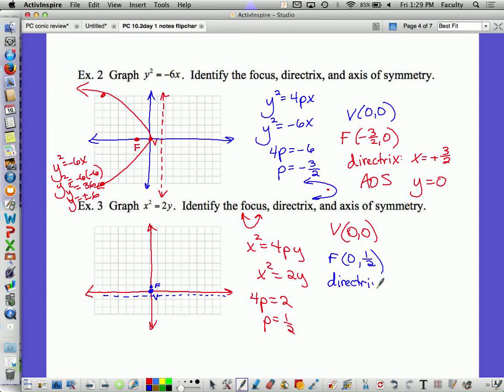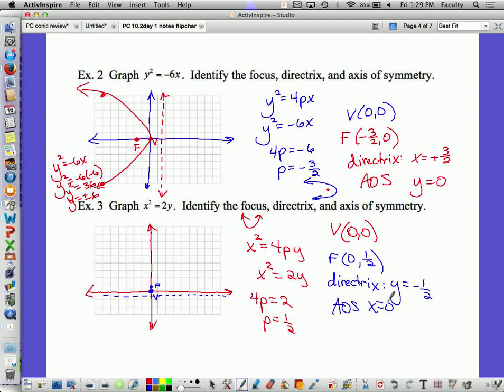So the directrix would be what? Does anybody want to try it? What's the equation? Put it on your desk. Y equals -1/2. Good job. Y equals -1/2. The axis of symmetry is going to end up being, since it opens up through the focus and the vertex, x equals 0.